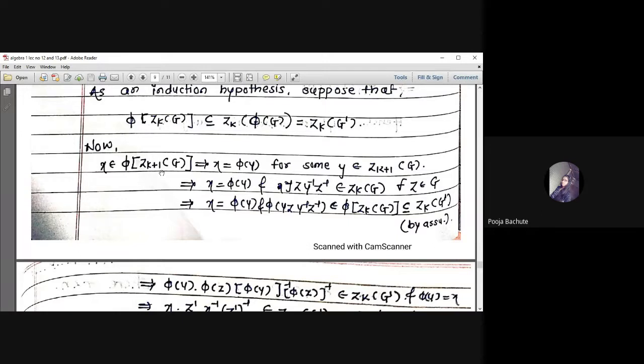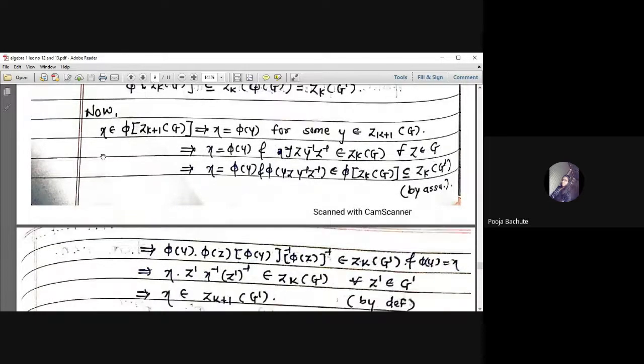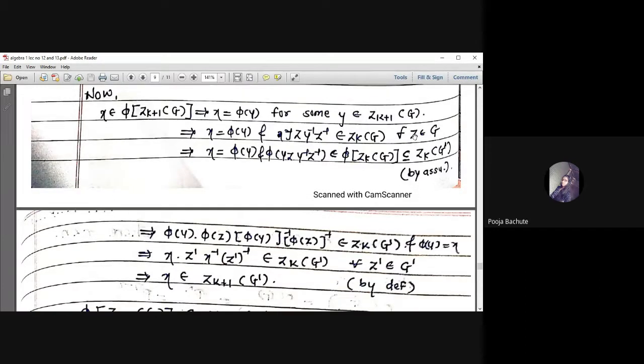Assuming this statement is correct for k, we are going to prove this statement is also correct for n equal to k plus 1. Okay. So taking any element x from phi of zk plus 1 of g, which implies that x is equal to phi y for some y belongs to zk plus 1 of g.